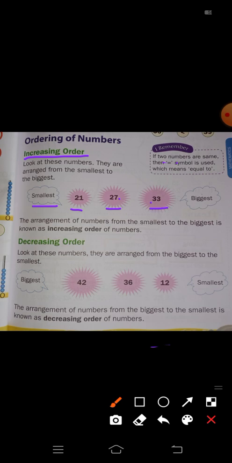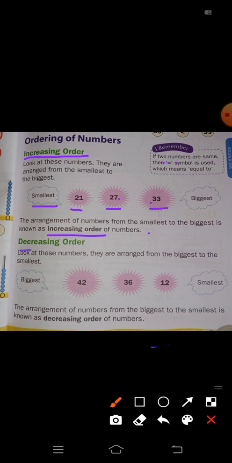Now see here, these numbers are arranged from smallest to biggest. The arrangement of numbers from the smallest to the biggest is known as increasing order of numbers. Understood? Yes.